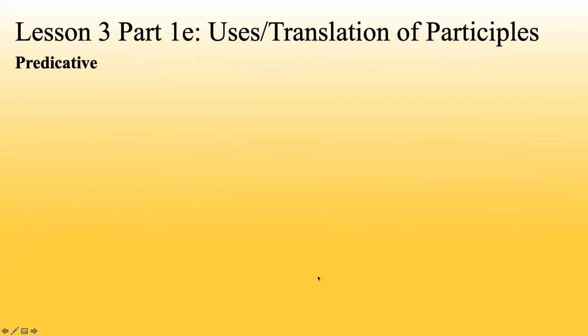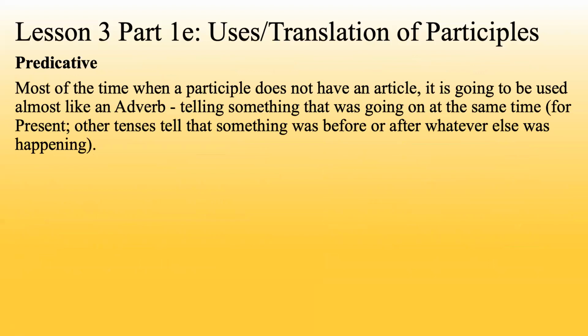All right, so those were all attributive, where there's a definite article right in front of the participle. Now we're going to look at predicative, where there is no definite article. Most of the time, when a participle does not have an article, it is going to be used almost like an adverb, telling something that was going on at the same time for the present tense. Other tenses tell us something was before or after whatever else was happening. So it's going to give a relationship as it regards to time. And the idea of a present participle is that it is happening at the same time.